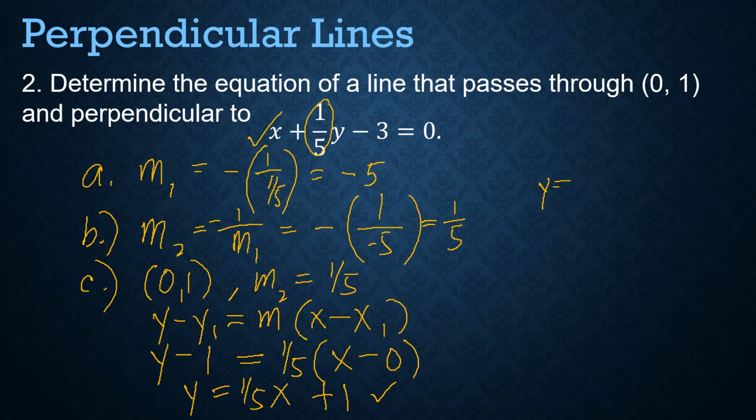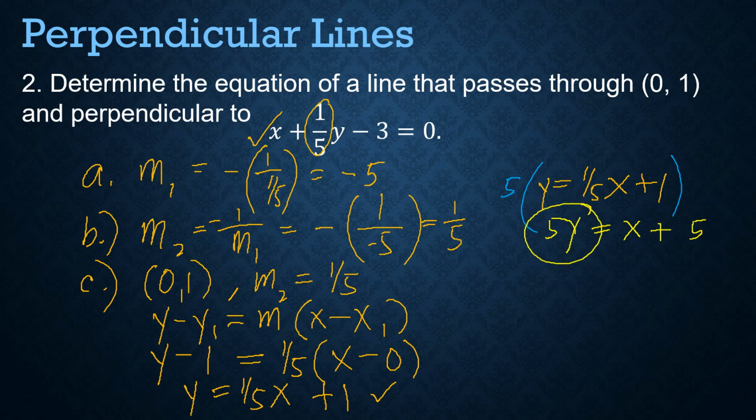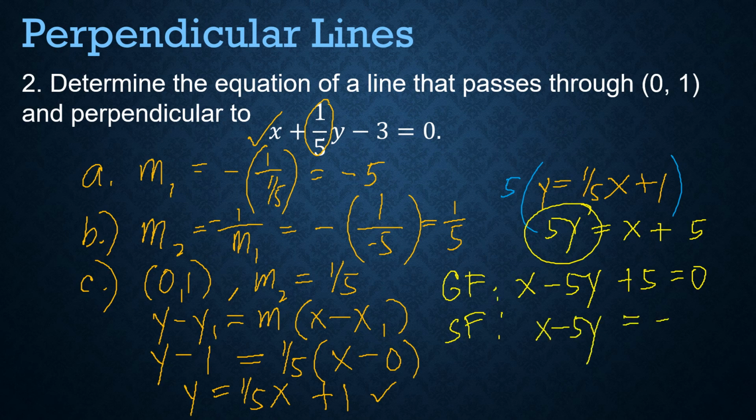Now from y equals 1/5 x plus 1, multiply both sides by 5. So we now have 5y is equal to x plus 5. So lipat natin ang 5y, so magiging x minus 5y plus 5 is equal to 0, and that will be the general form. Now the standard form is x minus 5y is equal to negative 5.